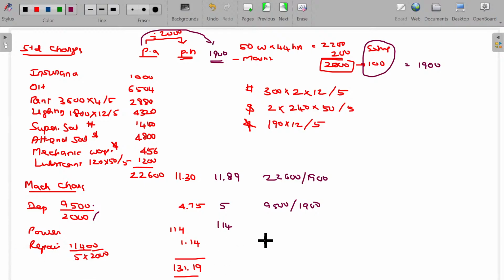And in case of repair, 11,400 divided by 5 into 1900. I think this value being 1.20. So if you are subtracting the setup time from the overall allotted time, that will be the second calculation. Where we consider the setup time is unproductive, power is also not consumed, then final value here being 132.09 machine hour rate.